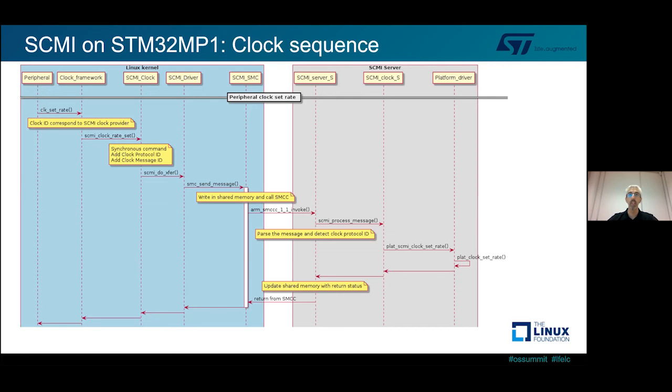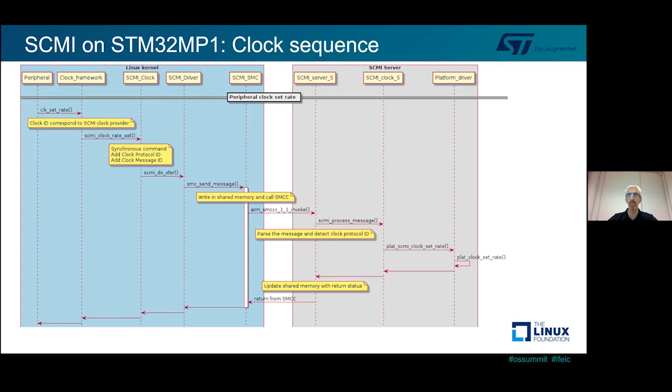So you will handle this call and go through the SCMI clock specific driver to add the correct protocol for the SCMI. This is a synchronous command, adding the clock protocol ID and clock message ID in the message. We will do the transfer to the SCMI driver, which will call the SCMI SMC transport layer to write the message in the shared memory and call the SMC that will invoke the SCMI secure server.